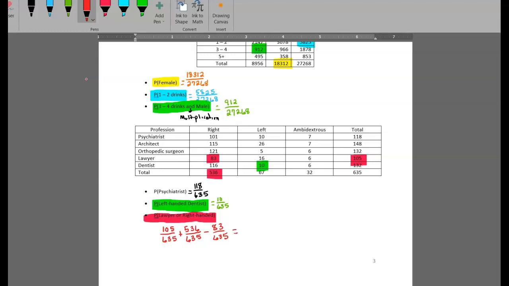Remember, you want to show your setup so that you know that you're on the right track. The rest of this is just a calculation, going into your calculator, adding up each one of these and subtracting out the 83, to give you 558 out of 635 for lawyers or right-handed.